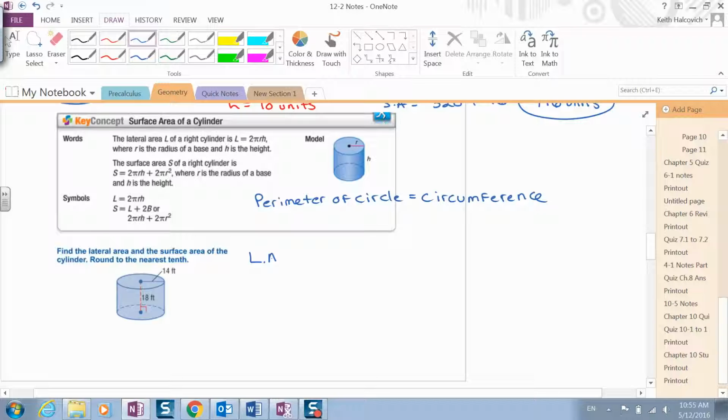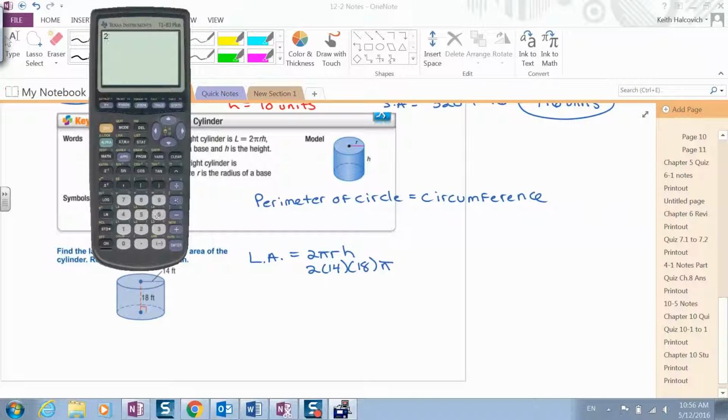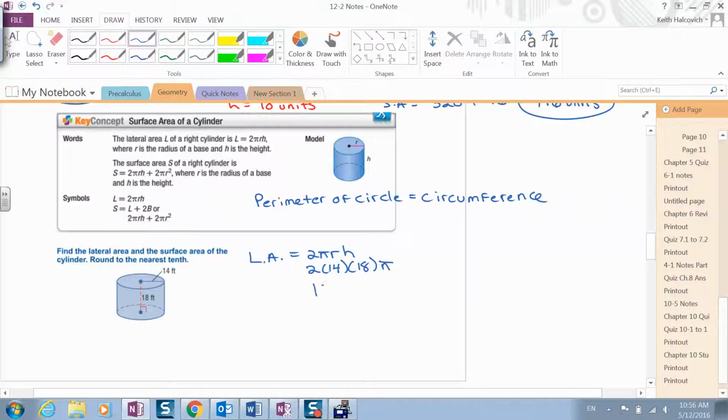So to find the lateral area here, we go the circumference times the height. Well, the radius is 14. The height is 18 times pi. So when you type that in your calculator, 2 times 14 times 18 times pi, you get 1,583.4. So that's square feet for the lateral area.